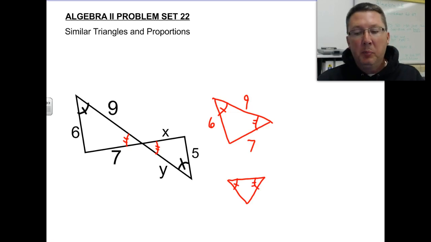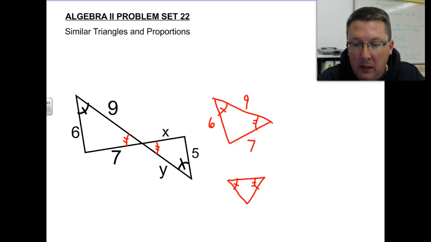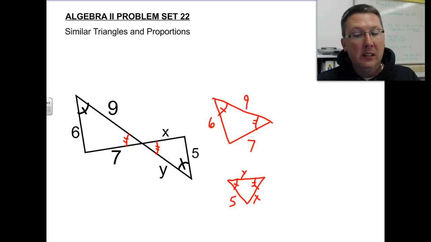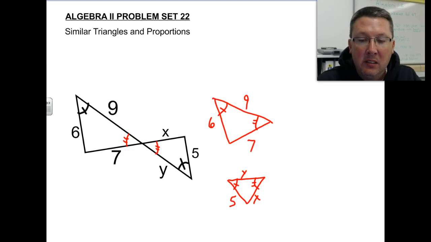And be careful when you put the marks in there. The side between the 1 mark and the 2 mark is Y. So Y goes there. The side off of the 1 mark is 5, so that's here. And that leaves X over here. All right, now again, you want to pair them up. Pair up the matching sides. Find the two sides that you know both lengths. That's your 6 and your 5. That is your starting point.